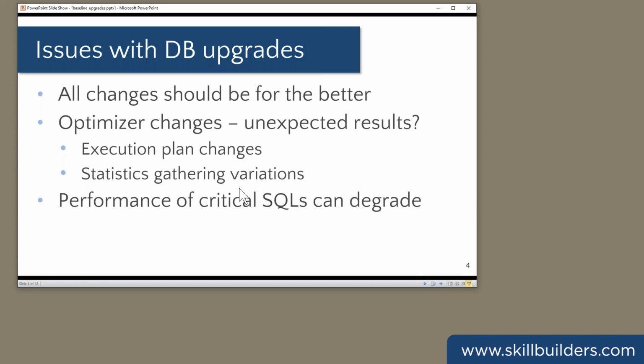Another reason for plans changing, unexpected results, is to do with statistics. The techniques for gathering statistics change quite dramatically as you go through the releases. The first example I'm going to give you shortly demonstrates a potential problem caused by the way statistics gathering changed between release 11 and release 12, for instance. So changes to the optimizer can result in execution plan changes. Statistics as well can cause the optimizer to react in a very different way.